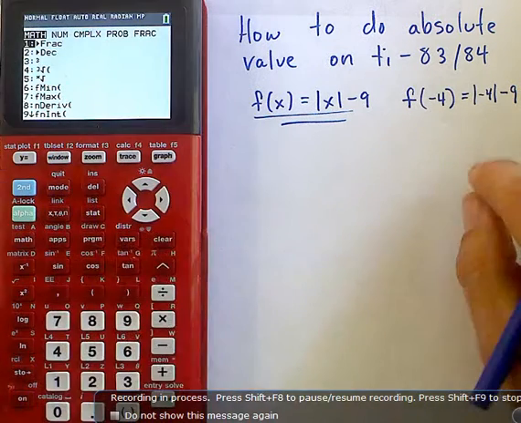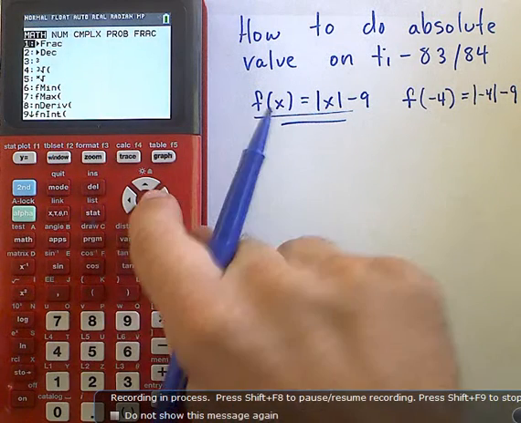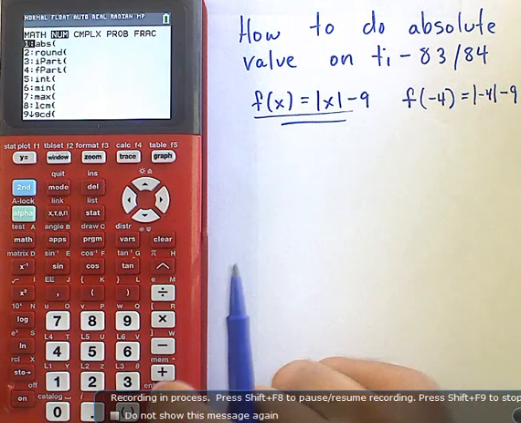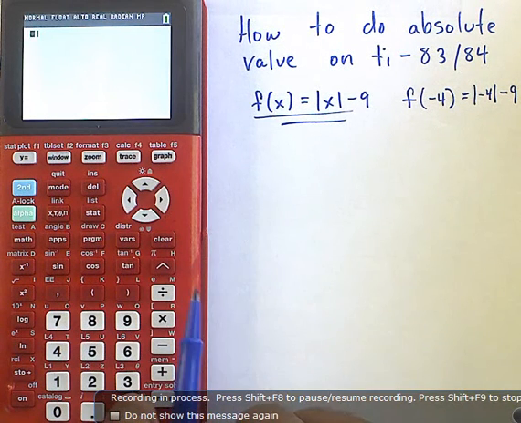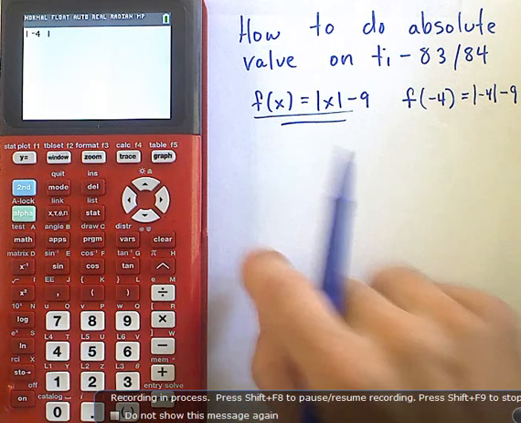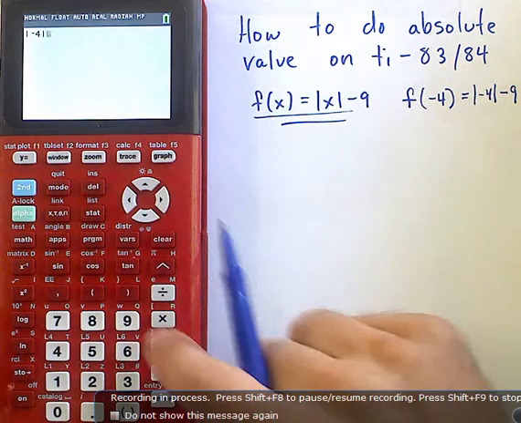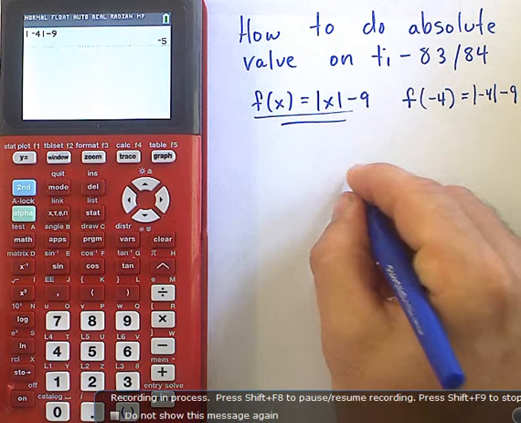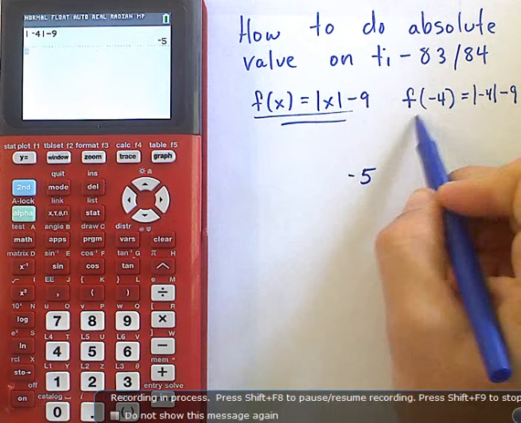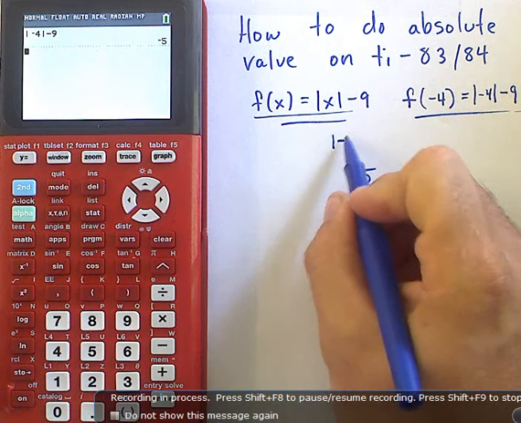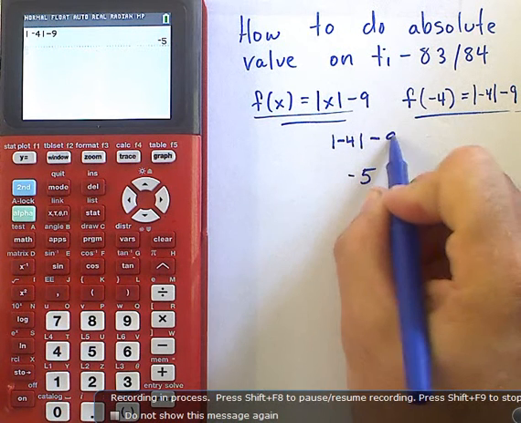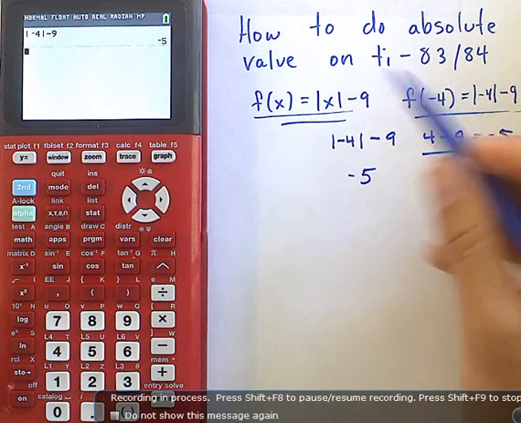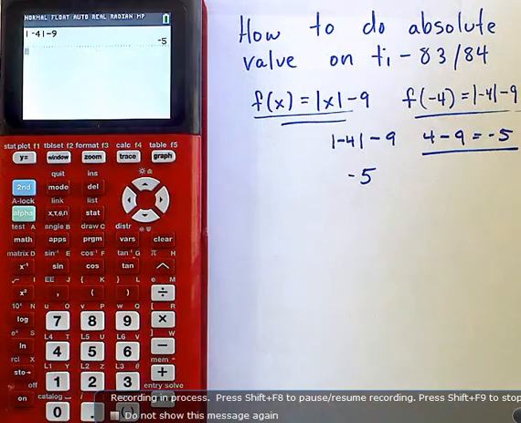Go to math and then go to number, right click over to number, and you have absolute value. And what you'll do is you'll put in a negative 4 for your absolute value. Right click over, minus 9, enter, and that'll give you a value of -5. Now one thing you could have realized is, okay, the absolute value of -4 is 4, and then 4 minus 9 is equal to -5. But this is a way where you can actually find absolute value on a TI-83, 84 calculator.